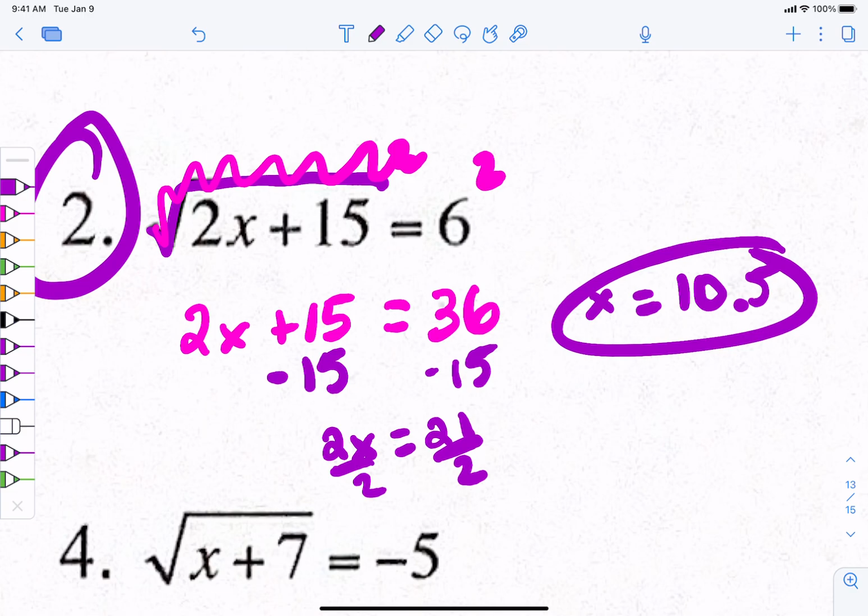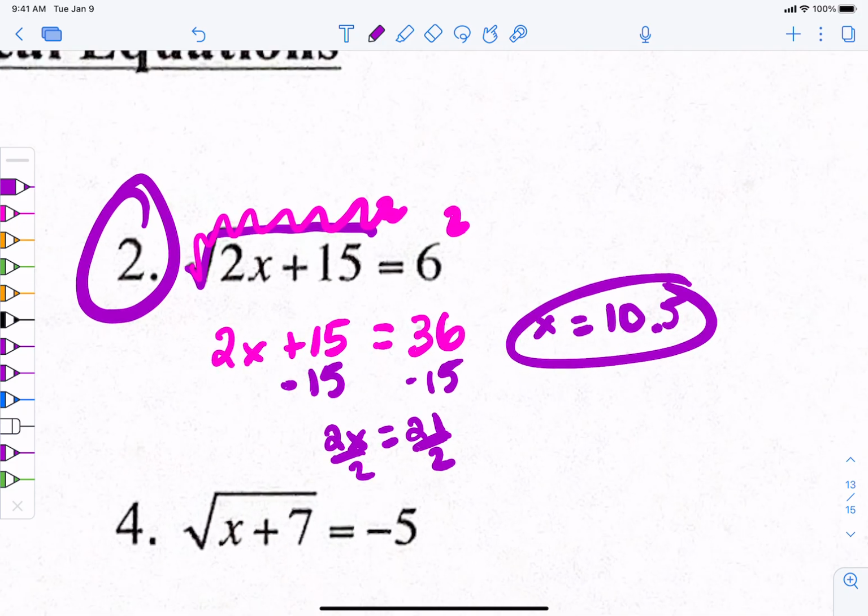Okay, these are really super fast. Can you just do these for homework? Hey, wait. What? So you take 36 minus 15, don't you get 21?